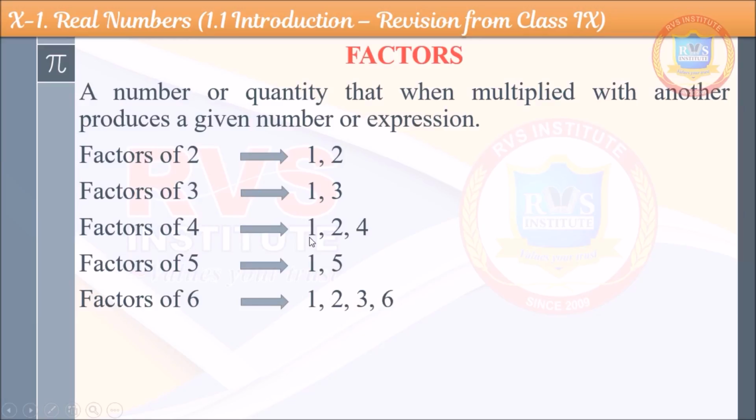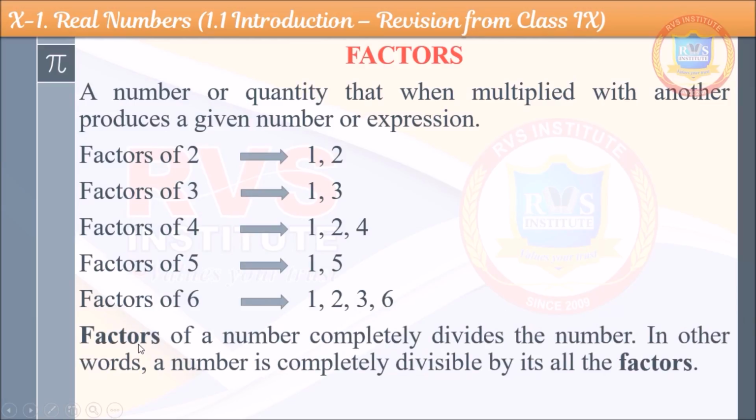Now 4 can be divided by 1, 2 and 4. 5 can be divided by 1 and 5. 6 can be divided by 1, 2, 3 and 6. So 1, 2 are the factors of 2. 1, 3 are the factors of 3. 1, 2, 4 are the factors of 4. As these sets of numbers can divide the corresponding numbers completely, hence they are the factors of the corresponding numbers.